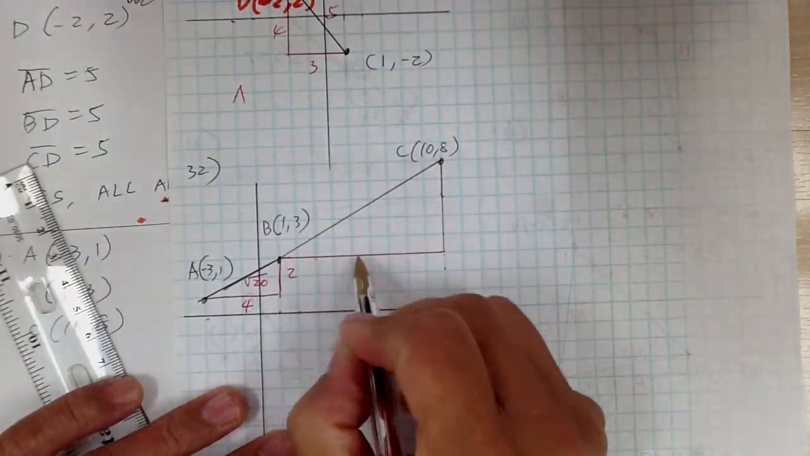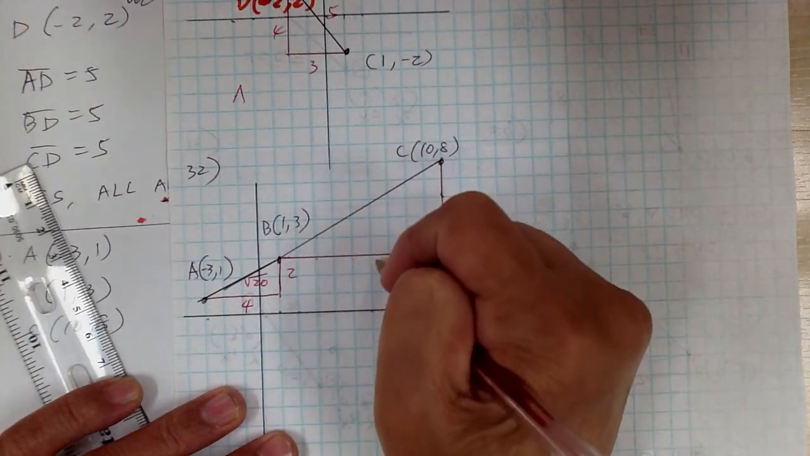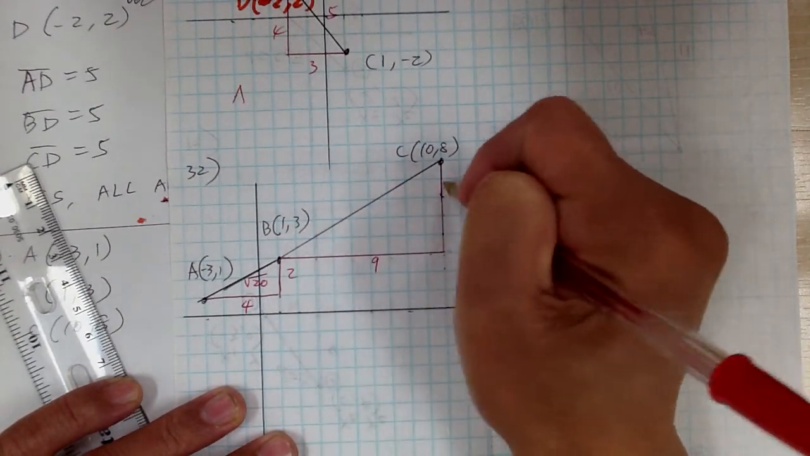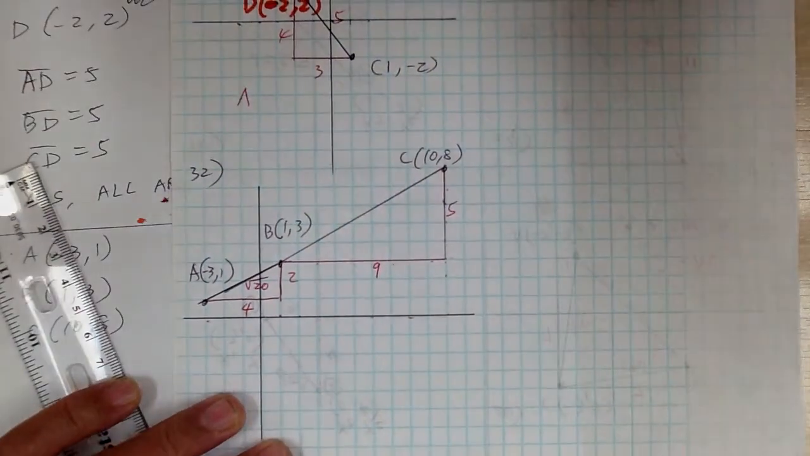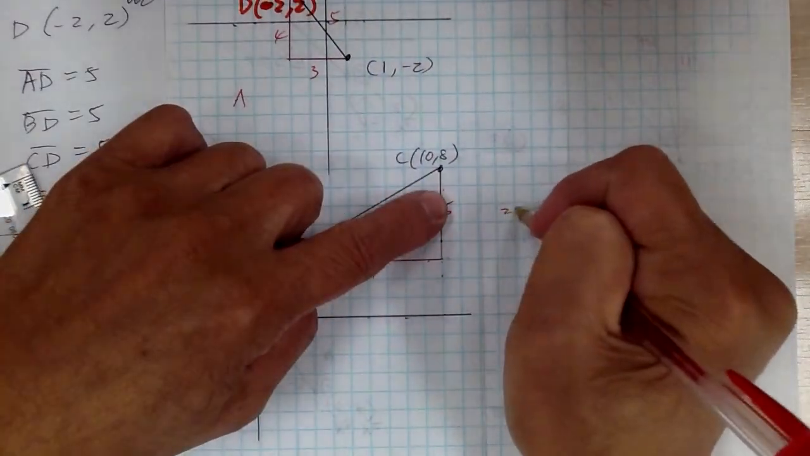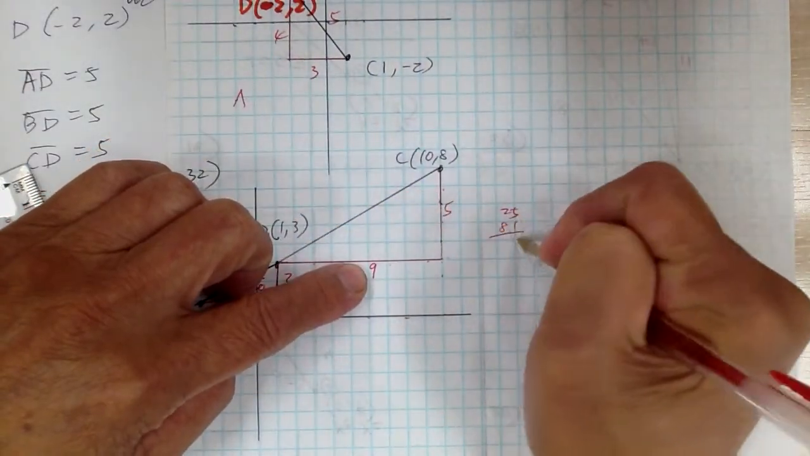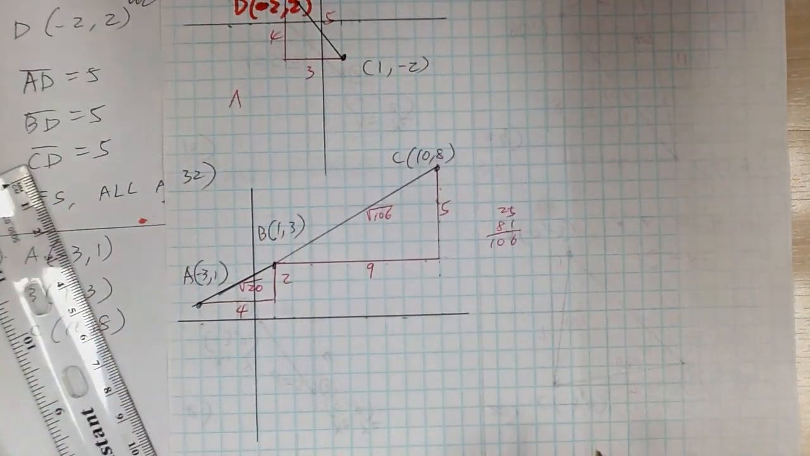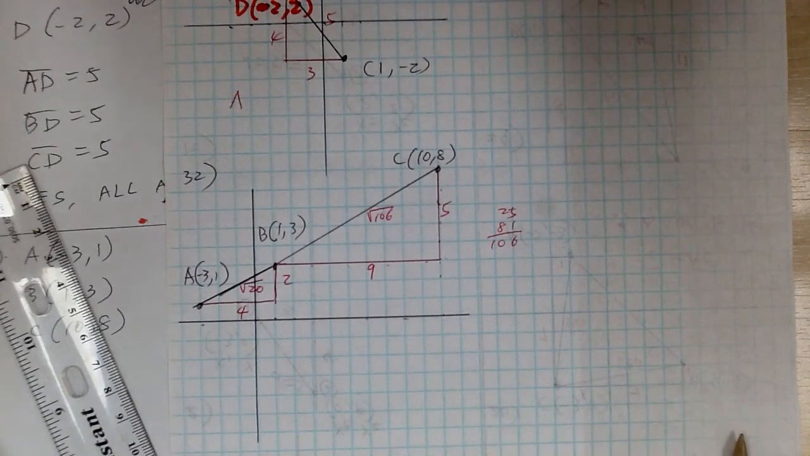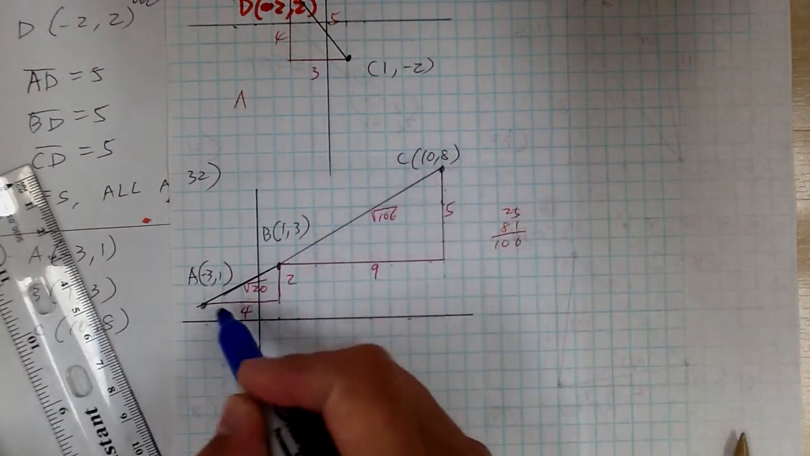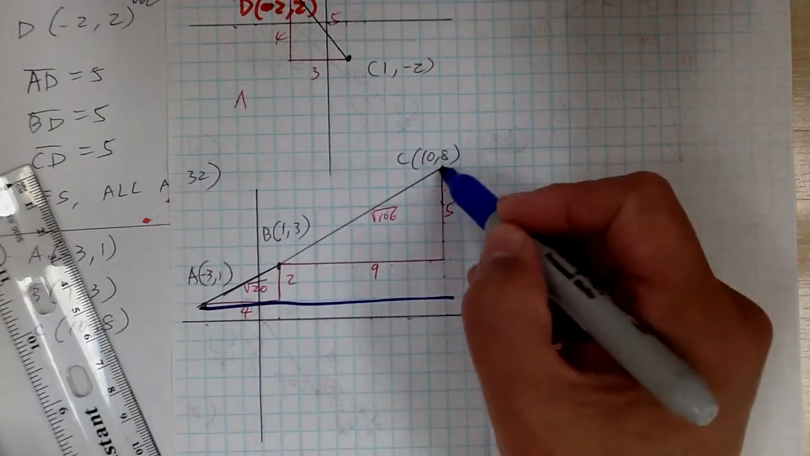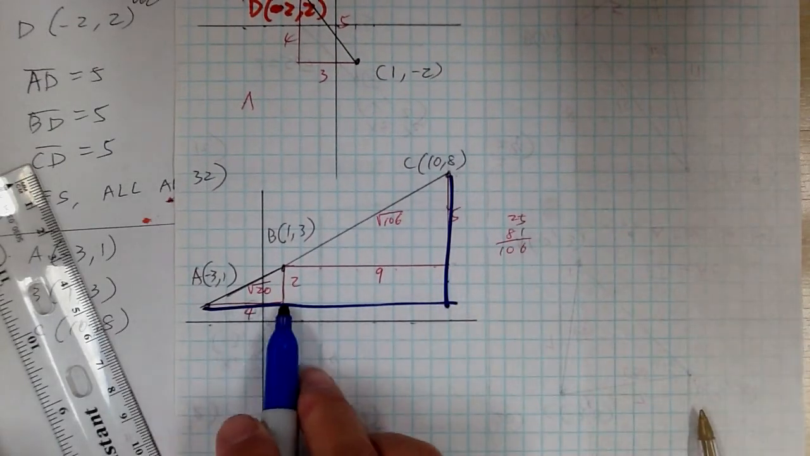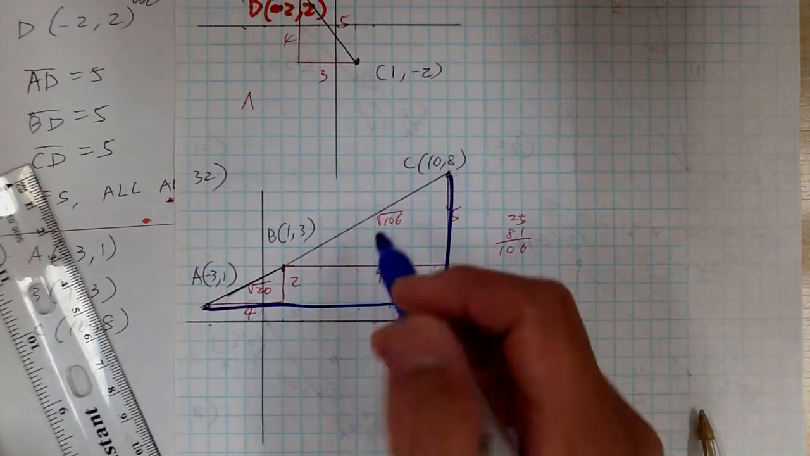Okay, so this is 2, 4, 6, 8, 9. And this is 2, 4, 5. Again, if you use your Pythagorean theorem, that's 25, and this is 81. So it's 106. So this is square root of 106. Okay? Now, if you do the whole thing, going from here to here, 2, 4, 6, 8, 10, 12, so this is 13.